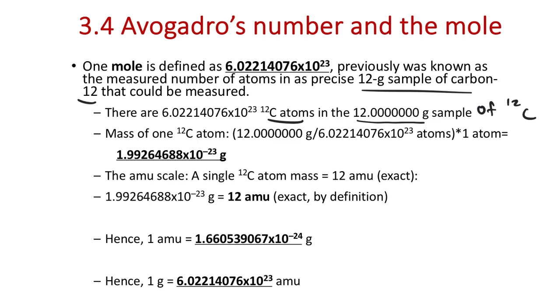So if I have 12 grams for all these atoms, all I have to do is divide by all those atoms, and that will tell me the mass of one of the atoms. So the mass of one carbon atom is the 12-gram mass of the collection divided by all the atoms that there are. That works out to be a number that's exquisitely small, times 10 to the minus 23 grams.